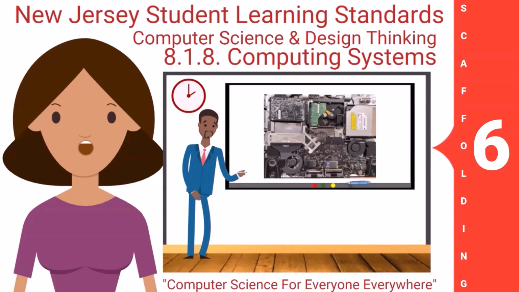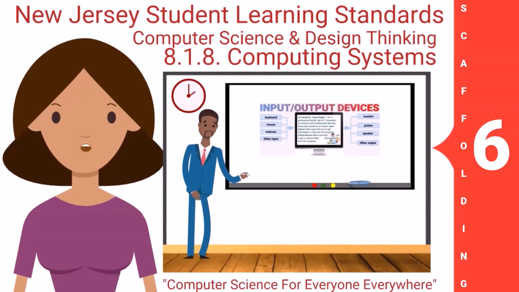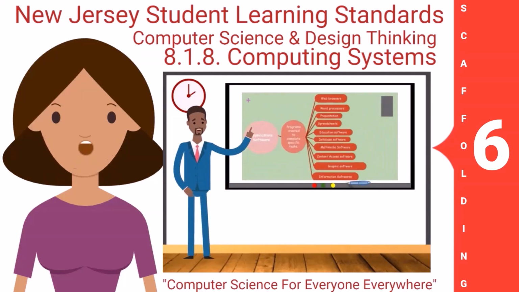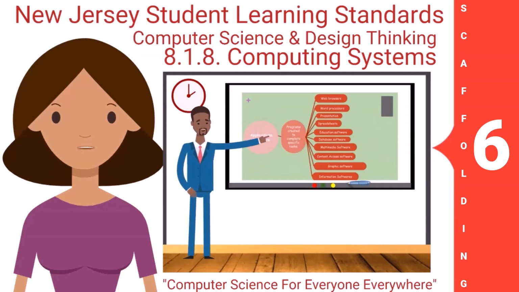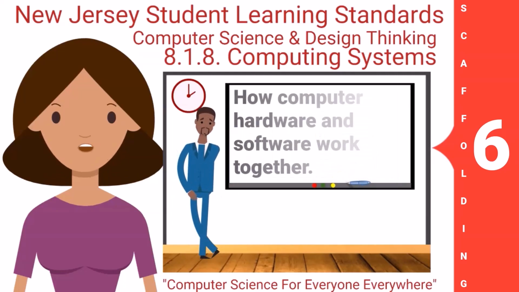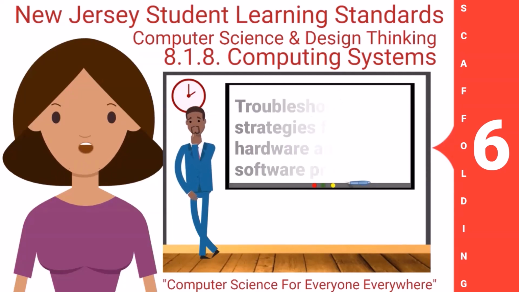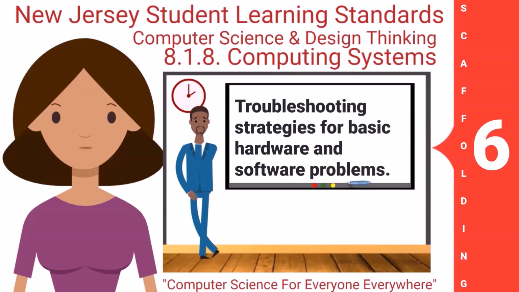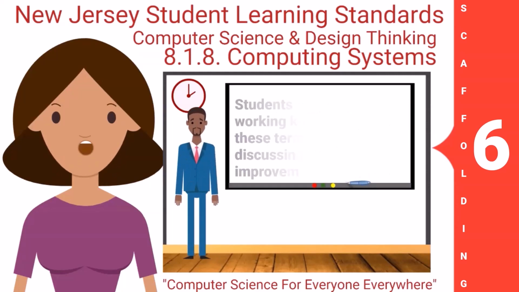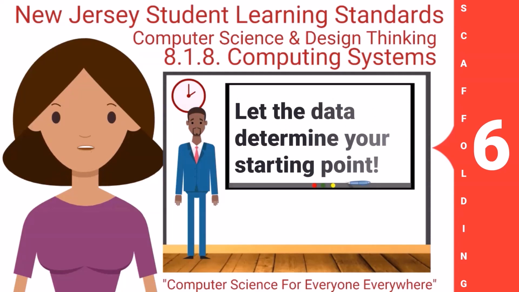A. Computer hardware focusing on internal equipment, external equipment, and I/O devices. B. Computer software that contains questions about the different categories of software application programs and what they're used for. C. How computer hardware and software work together. And D. Troubleshooting strategies for basic hardware and software problems. Students must have a working knowledge of these terms before discussing systems improvements. Let the data drive your starting point.